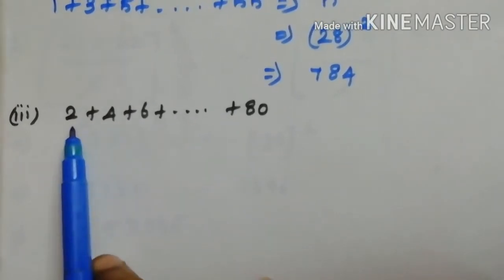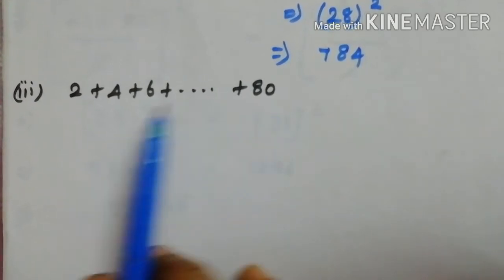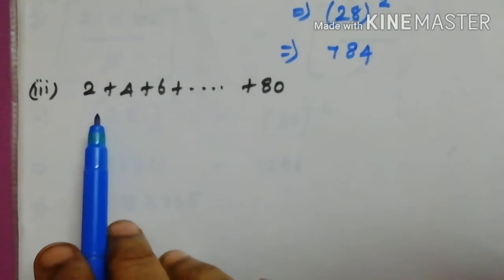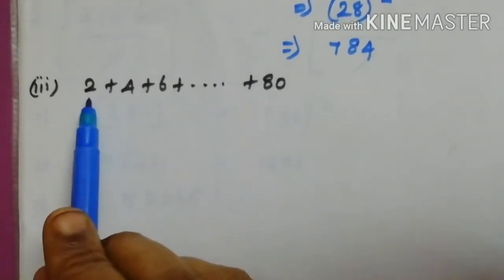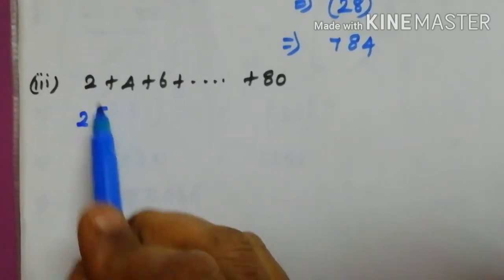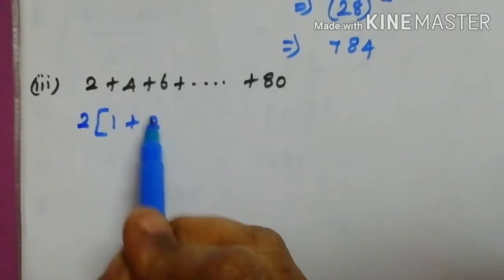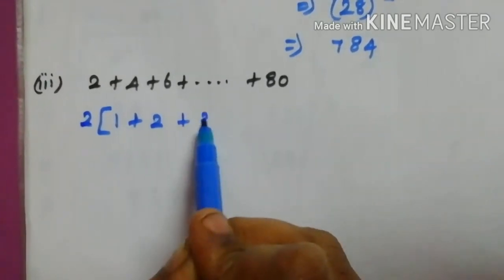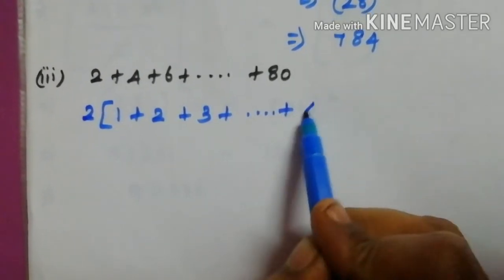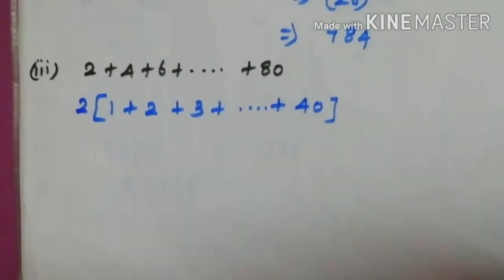Next sum: 2 plus 4 plus 6 plus etc. plus 80. Here all the numbers are even numbers. We don't know the formula for even numbers, so let us take a common number outside, that is we take 2 outside. So here 1, that is 2 ones are 2, plus here 2, 2 twos are 4, here 2 threes are 6, up to plus 40, that is 2 forties are 80.